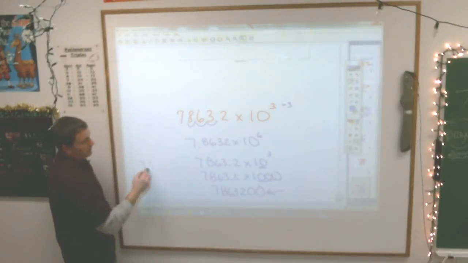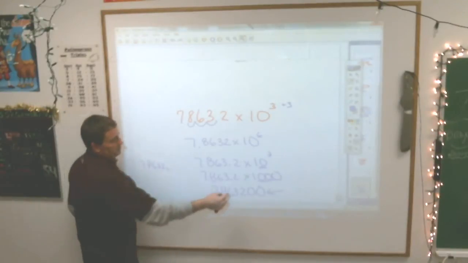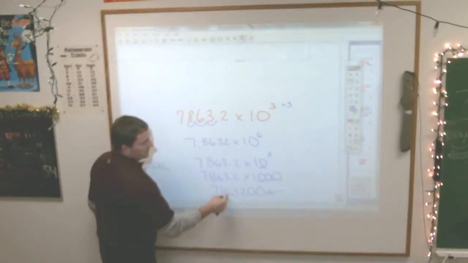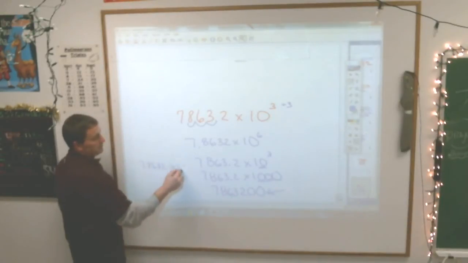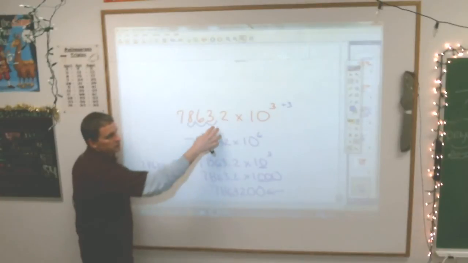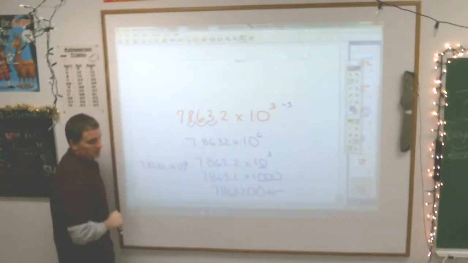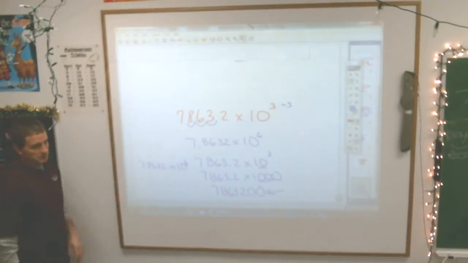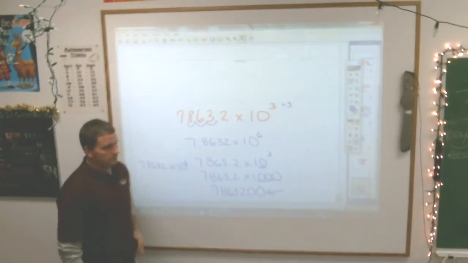Now, if I'm changing this number into scientific notation again, the decimal gets moved here, so it's 7.8632. How many places did I move the decimal? 1, 2, 3, 4, 5, 6. But rather than doing all of that work down there, you can just do it like this and move the exponent up there. That's really what you're doing, if you really want to know.